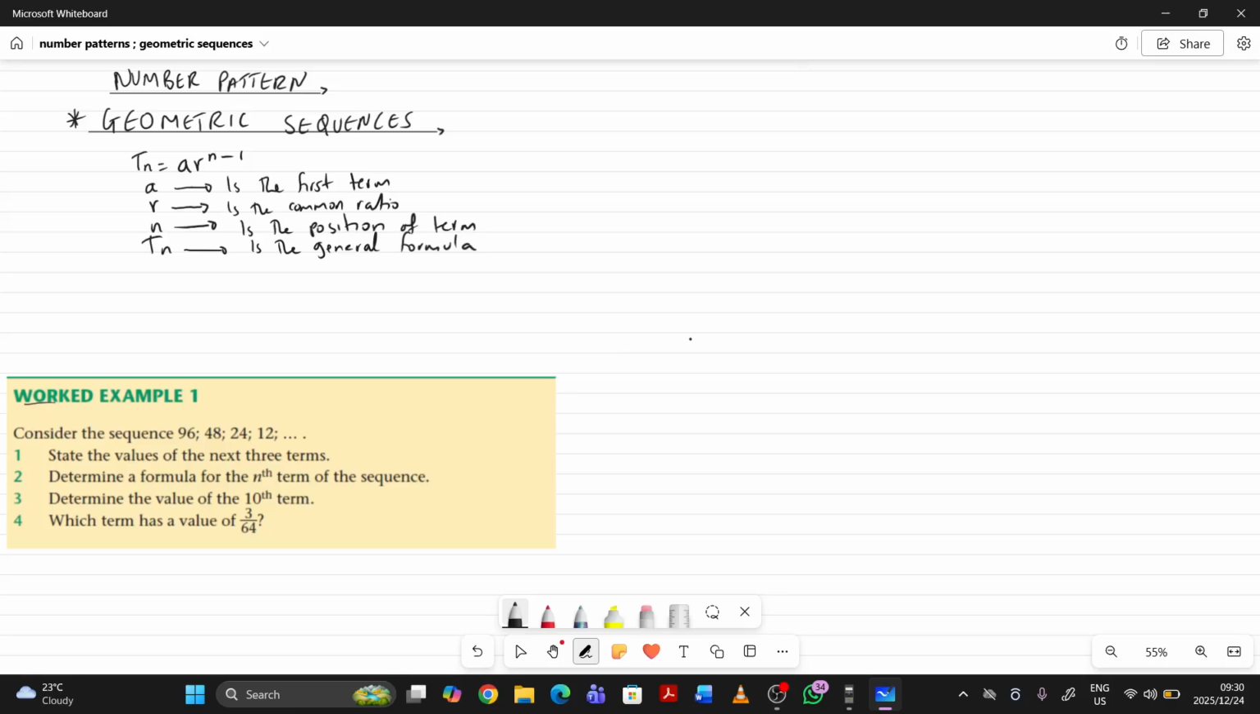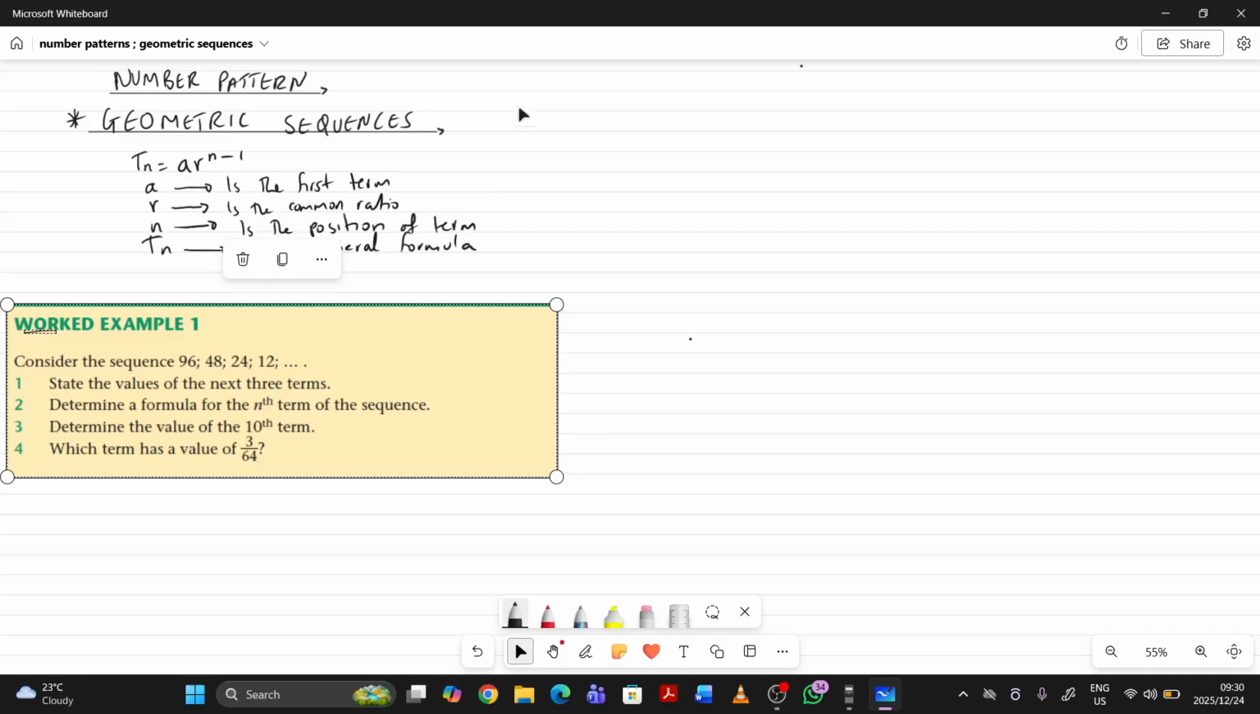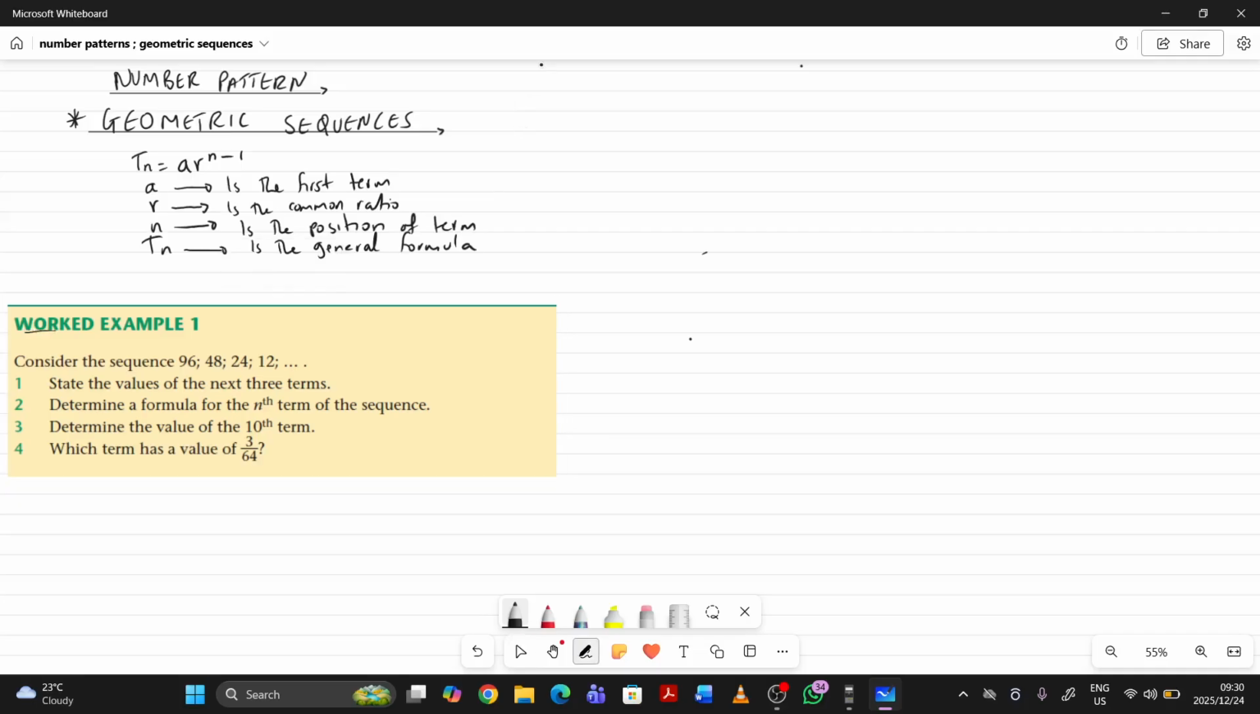Now let's have a look at this worked example. They said consider 96, 48, 24 and 12. As you can see, there are 4 terms over here. Question 1 says state the values of the next 3 terms. So this is T1, T2, T3, T4, and they want T5, T6 and T7.